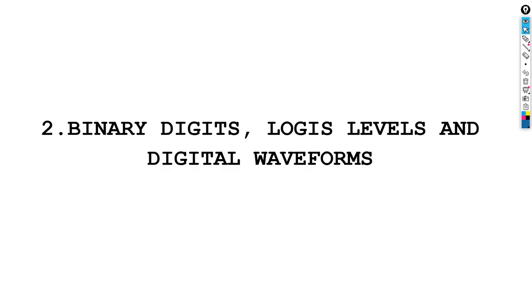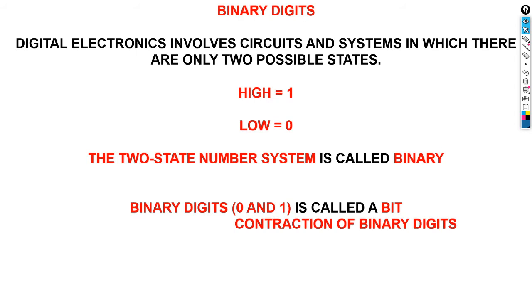And then the second part of our lesson today is all about binary digits, logic level, and as well the digital waveform. When it comes to binary digit, digital electronics involve circuits and systems in which there are only two states. When it comes to a digital system, we only want a system where we have two states, and the two states are high and low, 1 and 0.